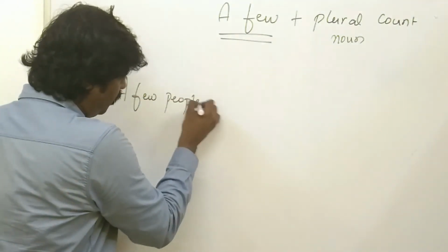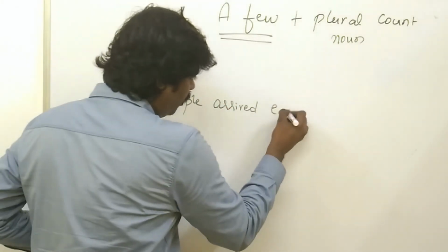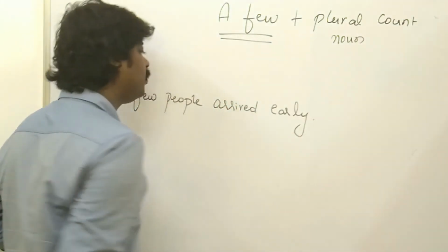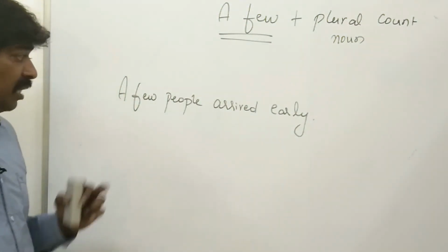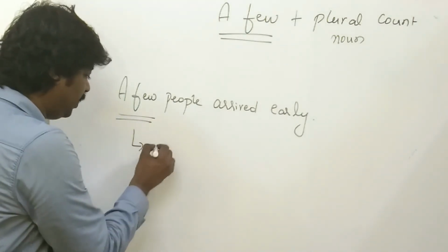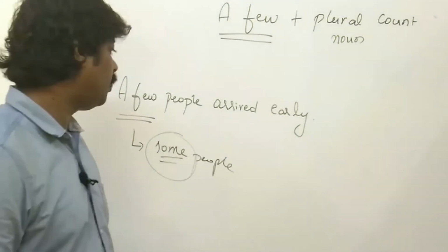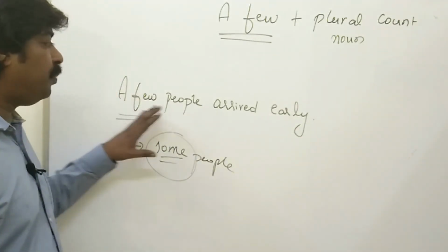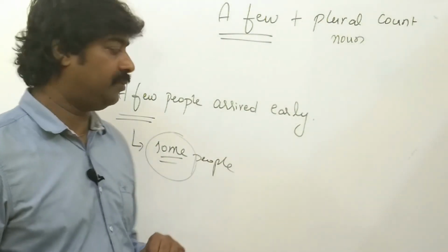A few people arrived early, which means some people arrived early. A few people. A few means some. A few people arrived early, which means some people arrived early.